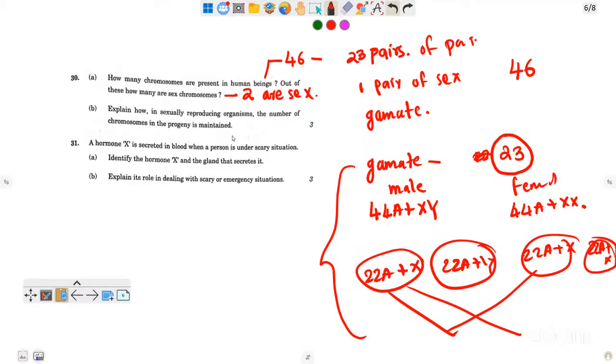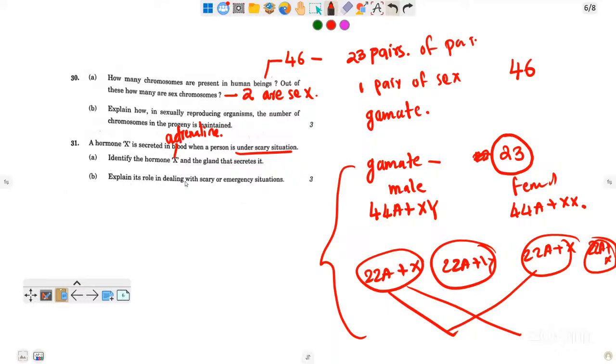The next question. A hormone X is secreted in the blood when a person is under a scary situation. Which hormone? Can anyone? Krishnaveni, okay, that is adrenaline. From which gland? Adrenaline is from the adrenal gland.